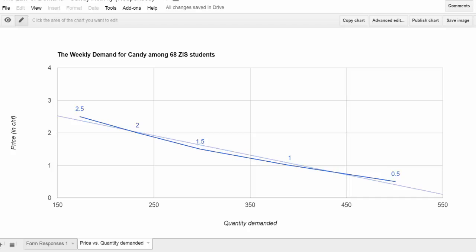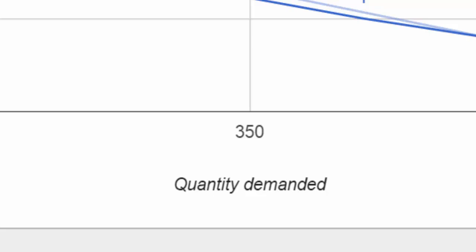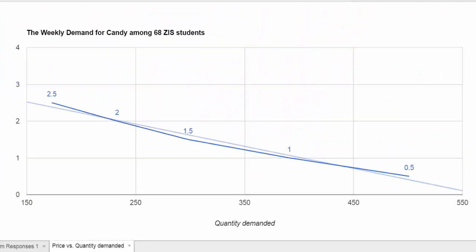Notice the vertical axis is labeled price and the horizontal axis is labeled quantity demanded. As the price of candy falls from 2.5 to 2, the quantity demanded increases, and so on as the price falls to 1.5, down to 1, down to 0.5 or half a dollar per candy. The line going through the dark blue demand curve is the line of best fit. In a later lesson, we might calculate the equation for that line, which would give us the demand equation, but today I just want to focus on the relationship that we see here.